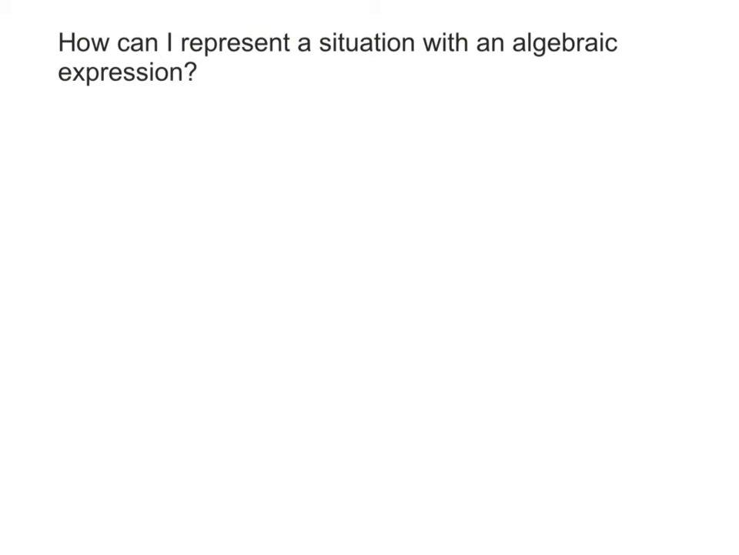In this lesson, we're going to look at how can I represent a situation with an algebraic expression. And you want to remember that an algebraic expression can be something as simple as 3j. That means 3 times a number. Or it could be like 2x plus 7. So 2 times a number and then add 7 to it. So again, that's what an algebraic expression is.